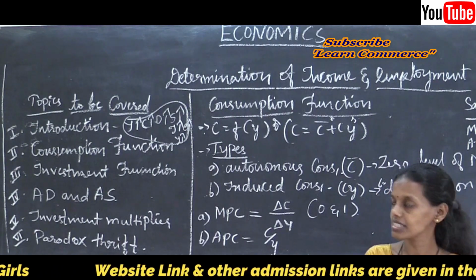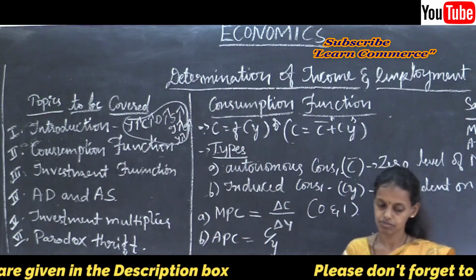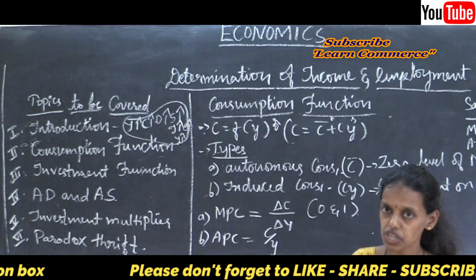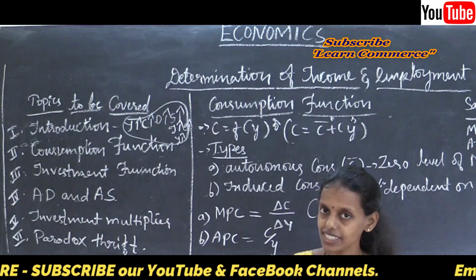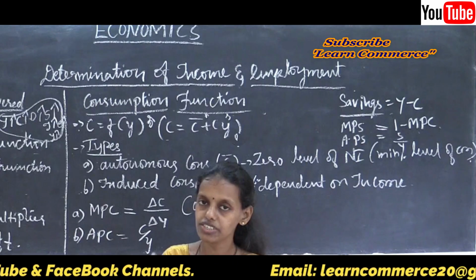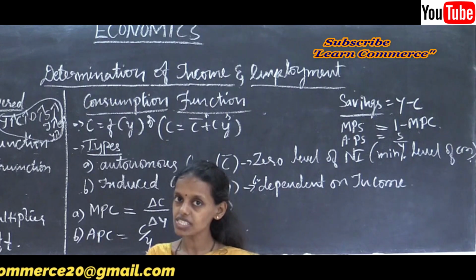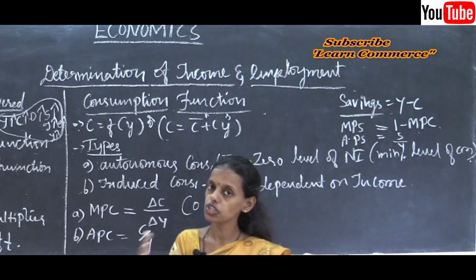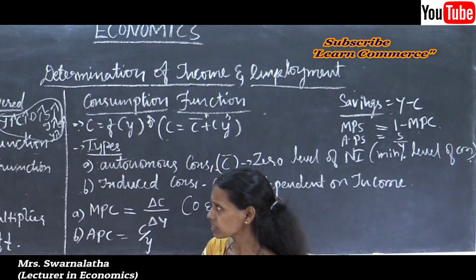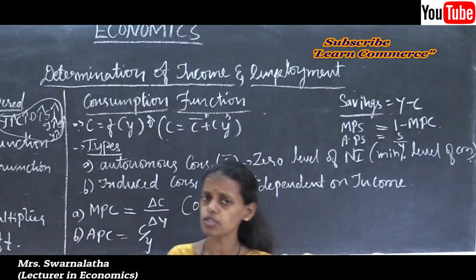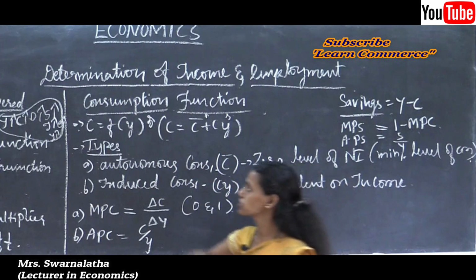Let us discuss the second concept of this chapter, that is consumption function. What is this consumption function? Consumption is also one kind of economic function as we studied earlier: consumption, production, distribution, exchange. We give more importance to the consumption. So consumption is nothing but the consumer is going to buy some goods and services to satisfy his wants. Consumption always depends upon the income of an individual. Thus consumption is a function of income.